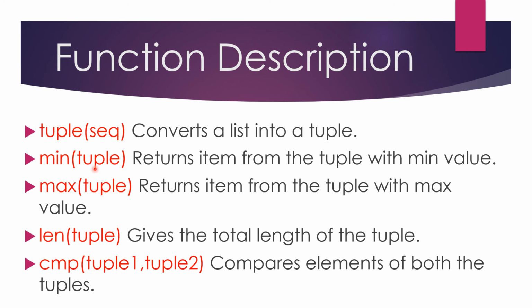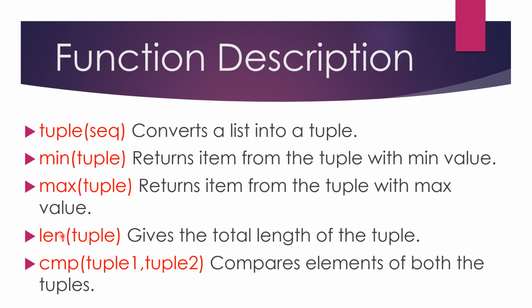Next is min(tuple). It returns the item from the tuple with the minimum value. That means if a list of values is given and you use this function, the minimum value will be displayed out of that. Next is max(tuple). This will return the maximum value out of that list. It returns the item from the tuple with the max value.